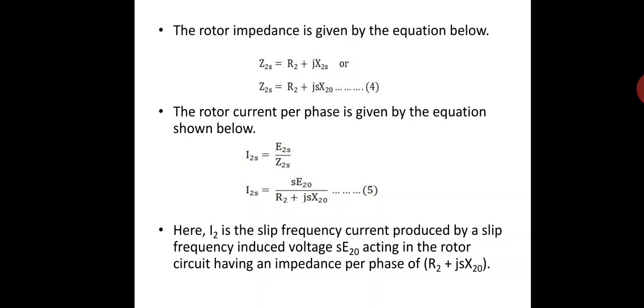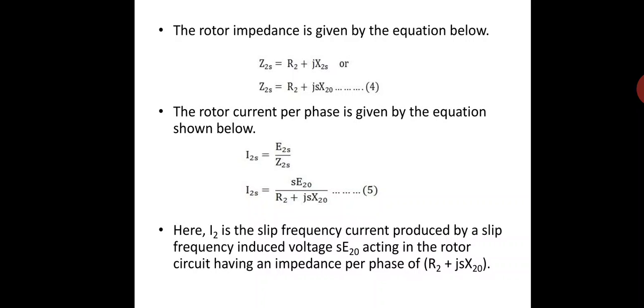So now we have the impedance, and we want the current flowing through the rotor coil, I2. According to Ohm's law, current is voltage divided by impedance. Here the voltage on the rotor is E2S, divided by the impedance Z2S, for which we already got the expression. Now substitute it: the expression becomes I2S equal to S E2 naught divided by R2 plus J S X2 naught. This is the current expression.